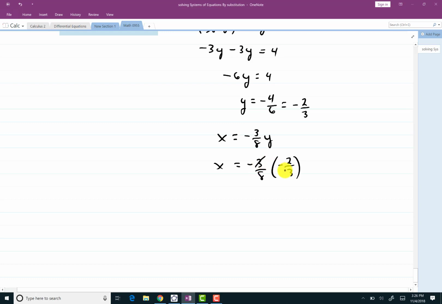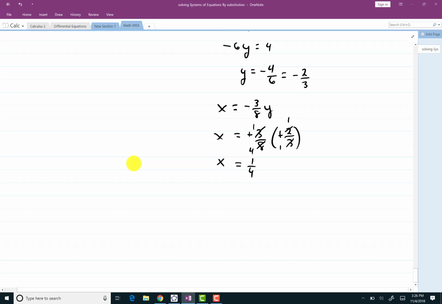For example, the 3's go away. I can even get rid of the negatives. These are replaced by 1's. And then the 2 even goes into 8. So it looks like all I'm left with when all is said and done is 1/4. And so my answer, the x was 1/4, and the y was negative 2/3.